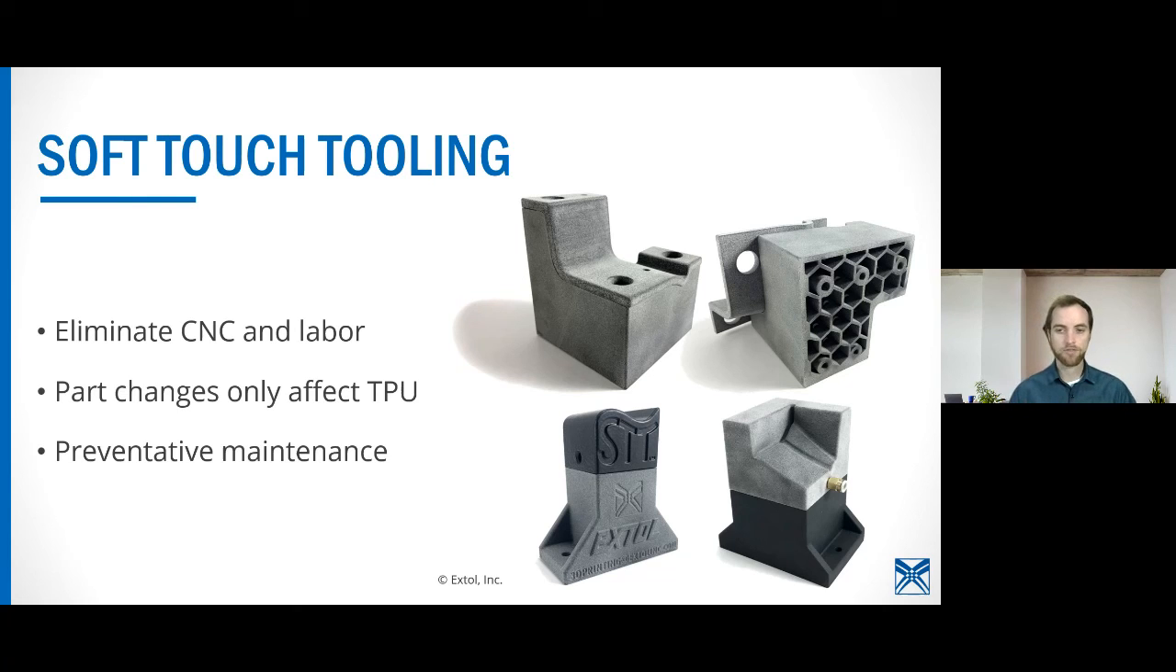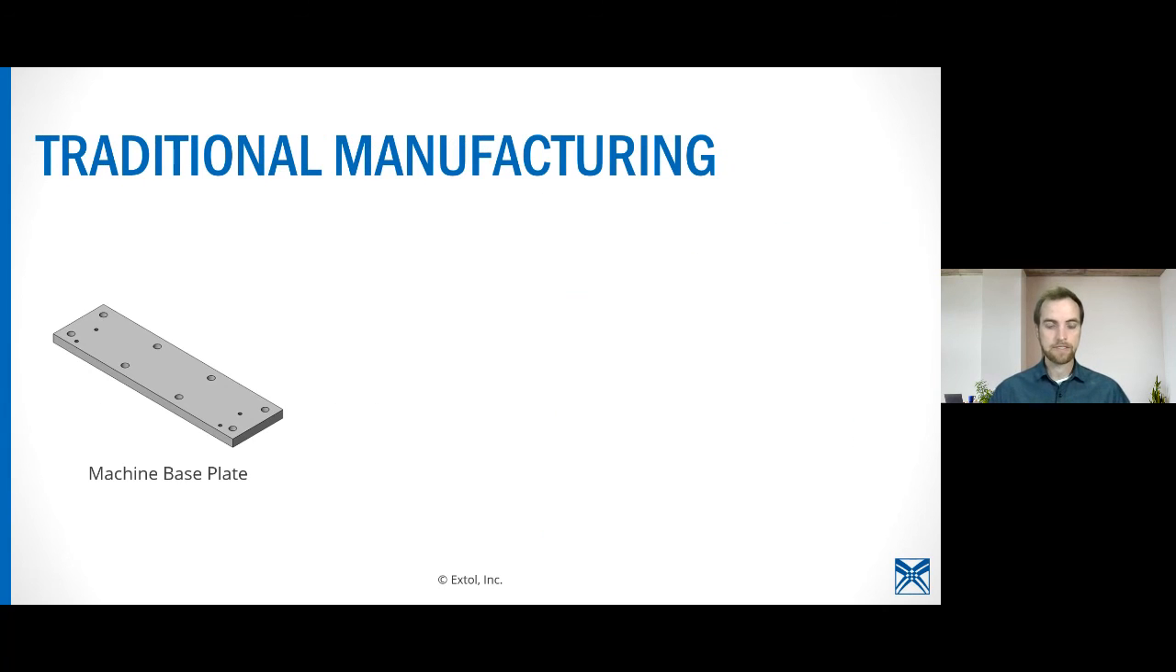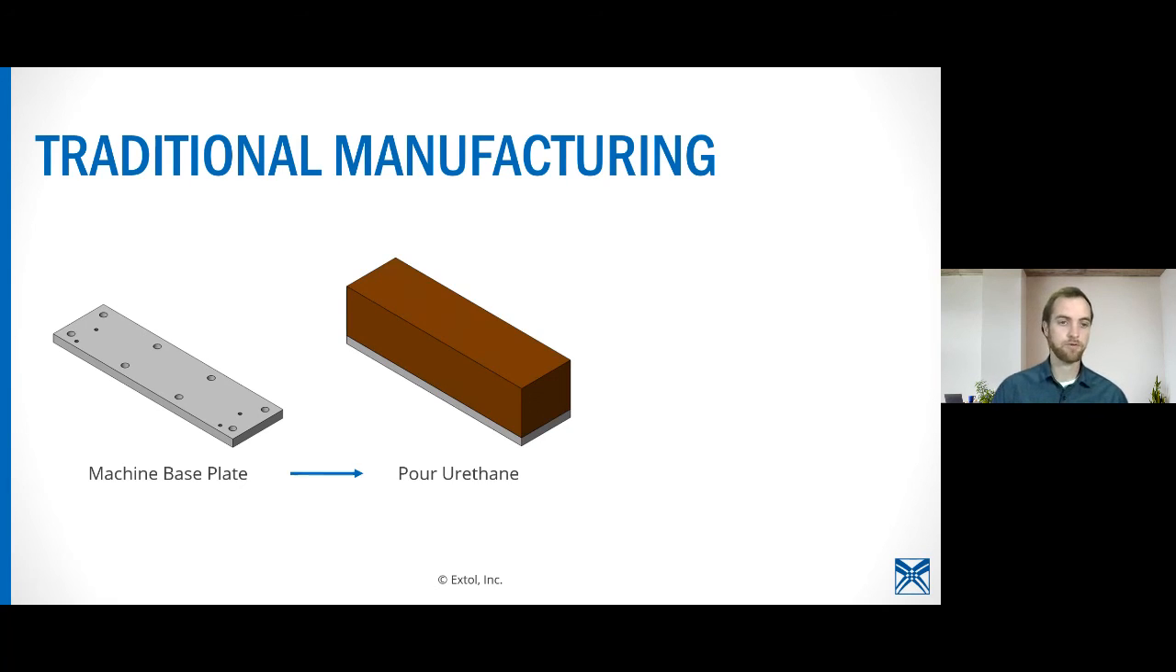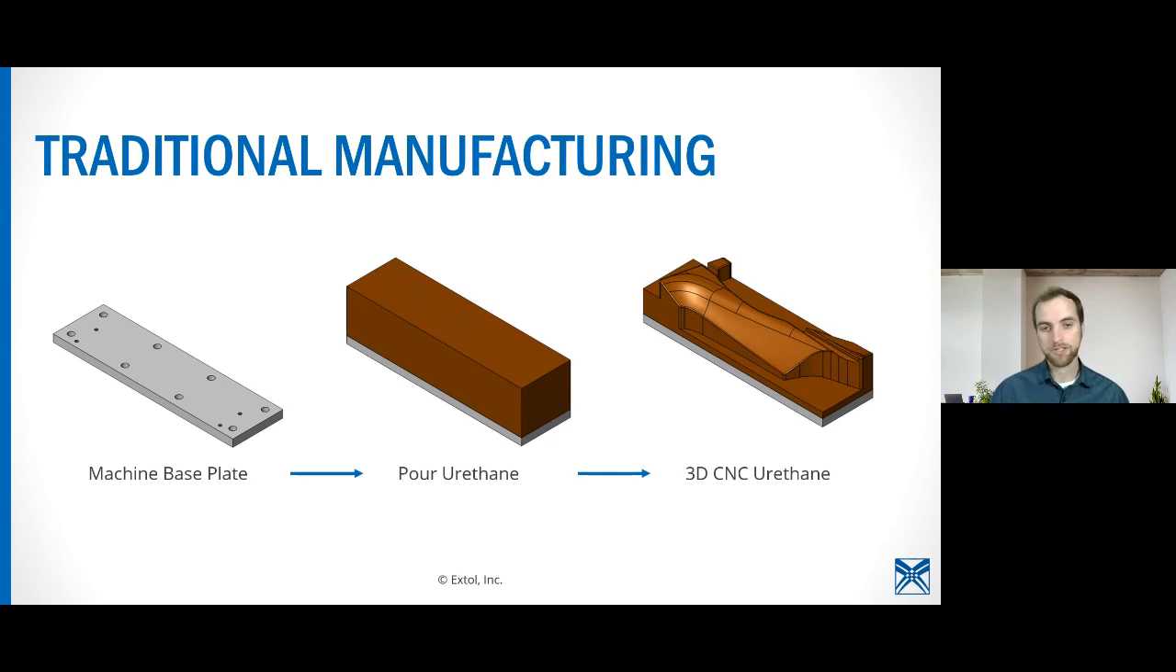So I want to take you through the journey of how soft touch tooling has evolved here at Extol. We started with traditional manufacturing, right? Poured urethane nest. It's been around for a long time, where you start with a machine base plate, you pour your urethane in a makeshift mold, and then you 3D CNC the urethane. Standard process for assembly fixtures that we've been using on our equipment for a long time.